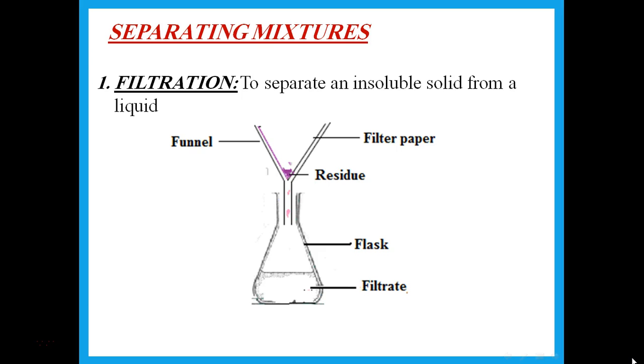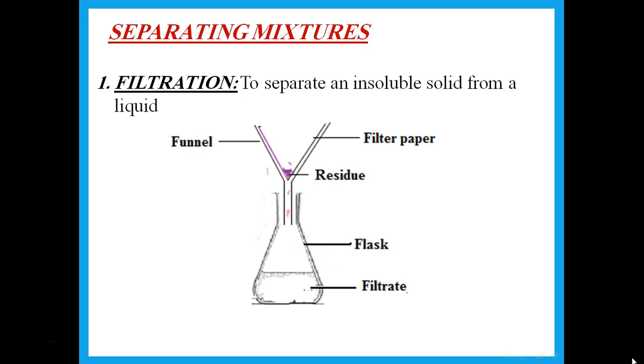Okay. How do we separate mixtures? Remember the definition. What was the definition of mixtures? Definition of mixtures is substances added together and can be separated easily by simple physical means or simple physical processes. So one simple process of separating mixtures is filtration. Now when do we use filtration? We use filtration if I have an insoluble solid in a liquid. So I have a solid that doesn't dissolve and it is in a liquid and I can filter it.